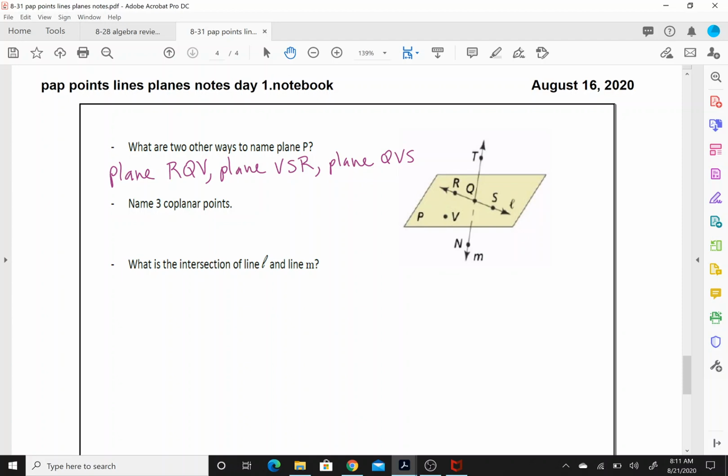Now it also says to name 3 coplanar points. Okay, just choose 3 points on that plane. V, Q, and R. Alternatively, R, Q, and S. Yeah, they're on the same line, but they're also in that same plane. So 3 points that are on that plane.